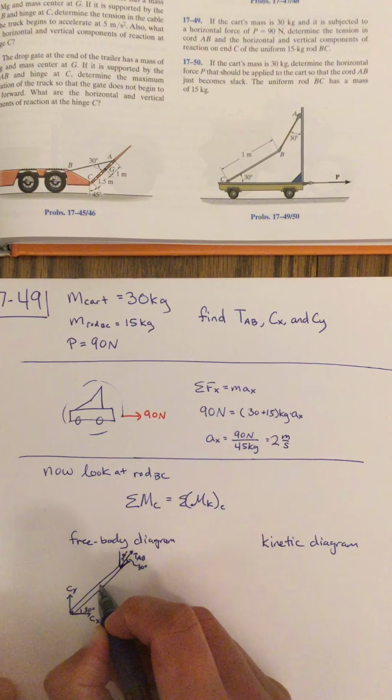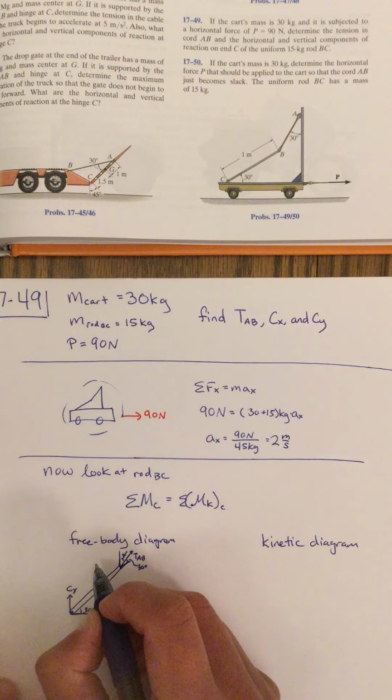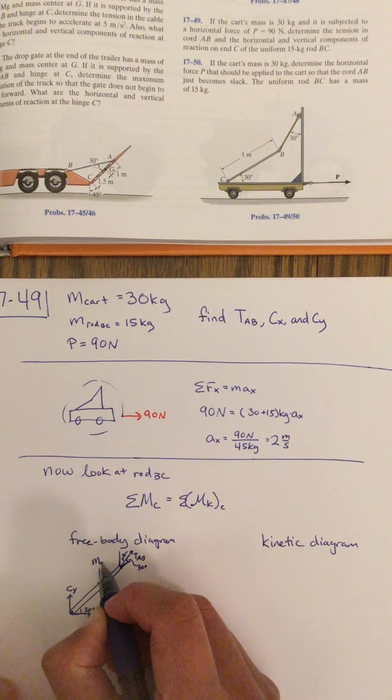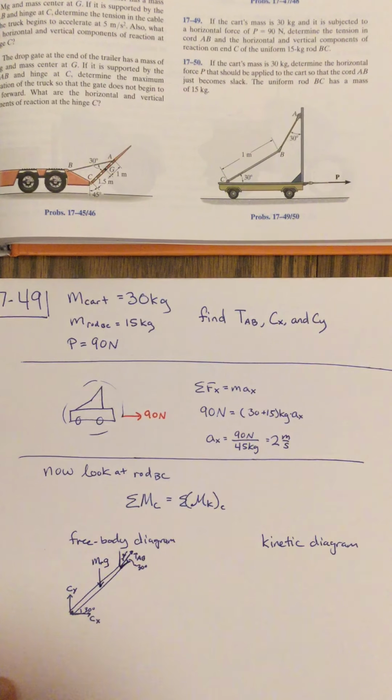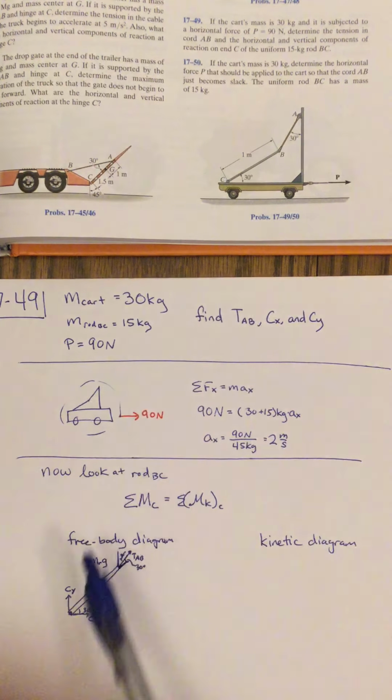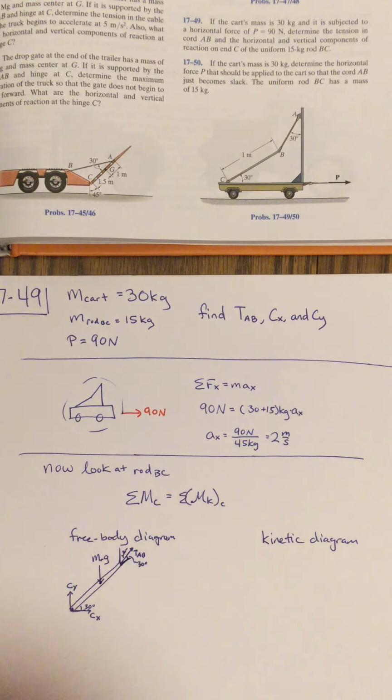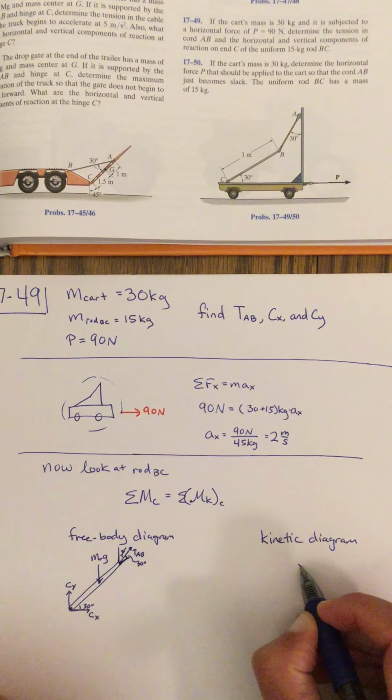And then at the center of the rod, I have the force of gravity acting downwards, and this is the mass of the rod times g. Now let me make sure I have all my forces. That would be the non-contact force of gravity, and then I have a force for anything that's touching the rod, which would be the rope, and here at point C. So that's our free body diagram, and now we will do our kinetic diagram for the rod.